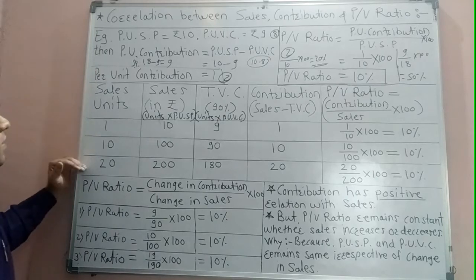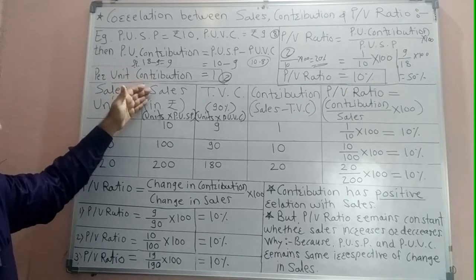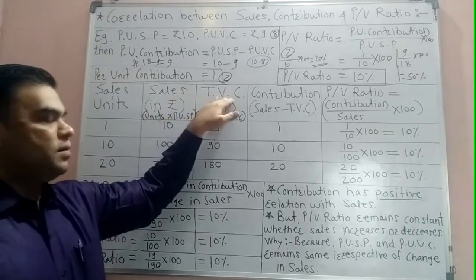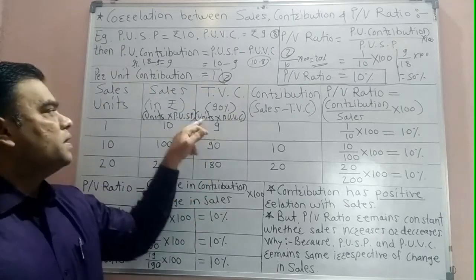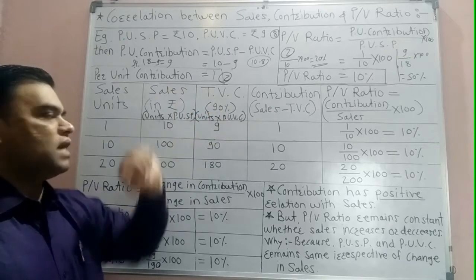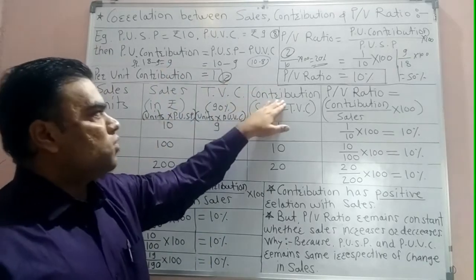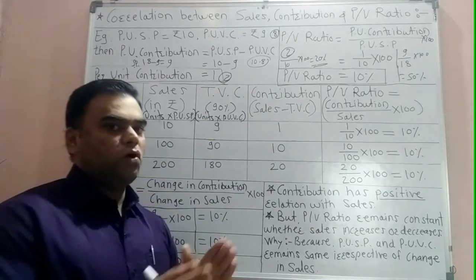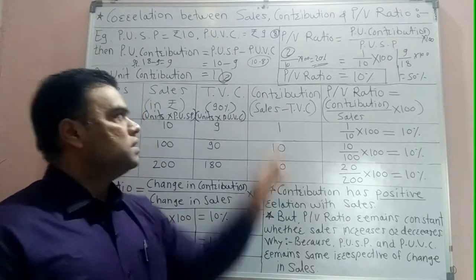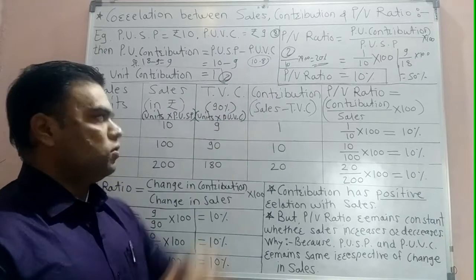The first column of the table shows sales units. The second column shows sales in rupees. The third column shows total variable cost. How to calculate the same? Number of units into per unit variable cost, then we get the amount of total variable cost. Then the fourth column shows the amount of contribution. As we know, contribution is sales less variable cost.